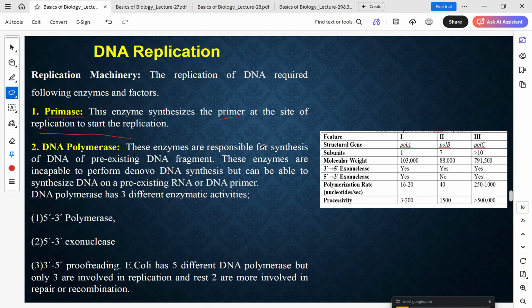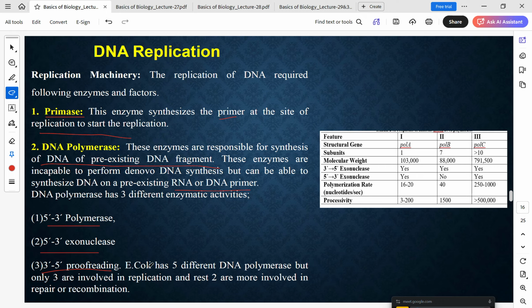DNA polymerase is the enzyme responsible for synthesis of DNA from the pre-existing DNA fragment. These can't do de novo DNA synthesis, rather they need a pre-existing DNA or RNA primer. There are 3 enzymatic activities of the DNA polymerase. There is a 5 prime to 3 prime polymerase property. There is a 5 prime to 3 prime exonuclease property in case there is any issues. There is a 3 prime to 5 prime proofreading property.